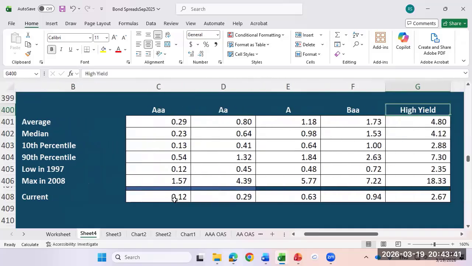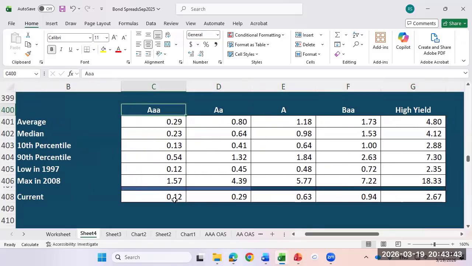But if you want to set this up, you can get it. The only issue I'm having is there's something going on between AAA and AA. And I think it might be because there's only two AAs left. And I think their spreads don't look correct right now. But if you want to set this spreadsheet up, you could certainly do that.